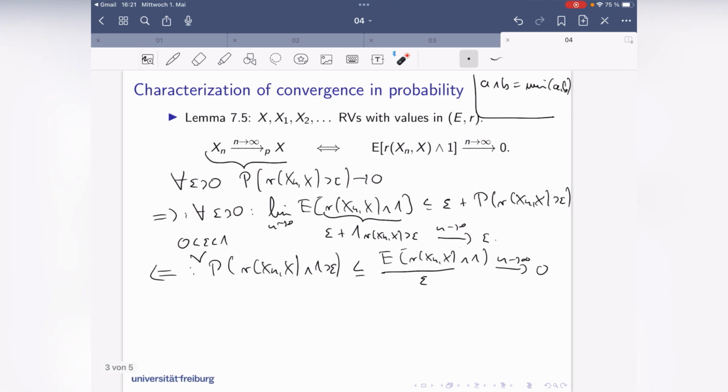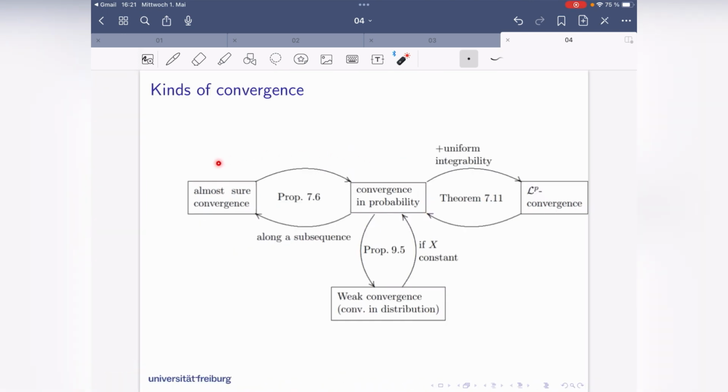So we have shown today the left-hand side here. And in the next video, we will show the right-hand side here: the connection of convergence in probability and L^p convergence.